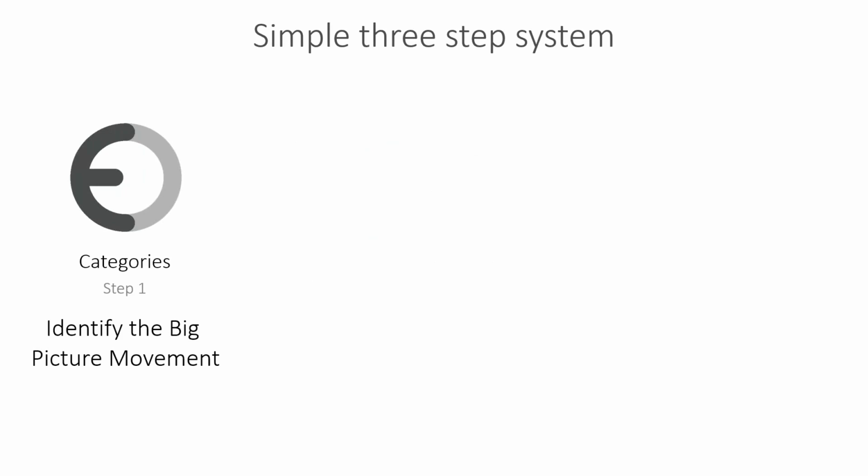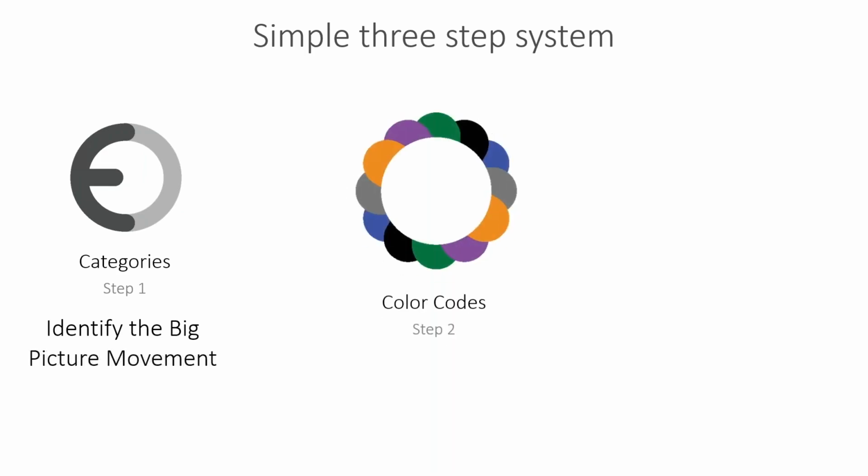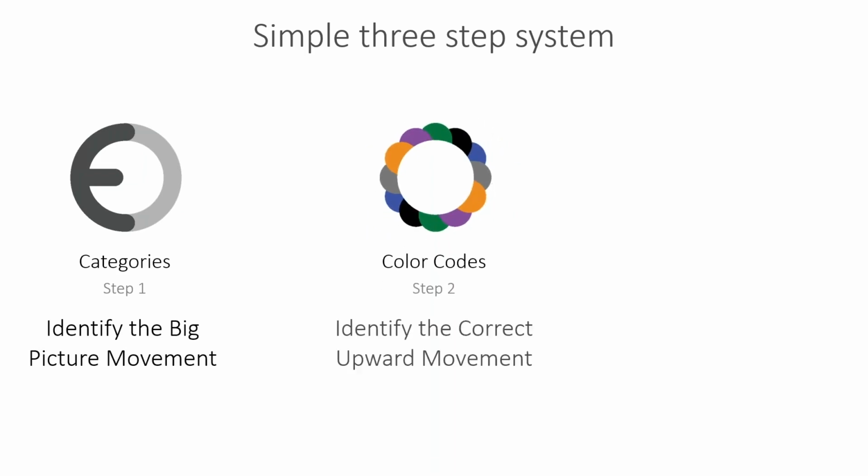First, we identify the big picture movement. Is price going to trend up or down over the long haul? If price is likely to trend up, then we move on to color codes, step 2. We identify the correct upward movement. Is price going to move up for the long term, a short term, or is it going to be a rebound movement, commonly referred to as a swing trade?